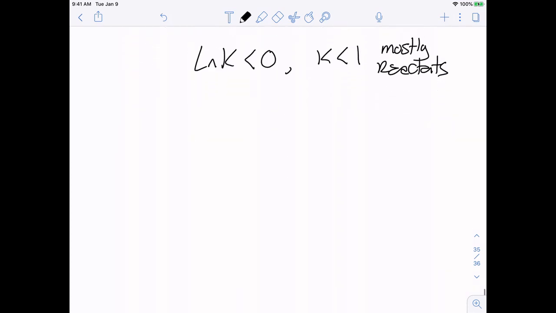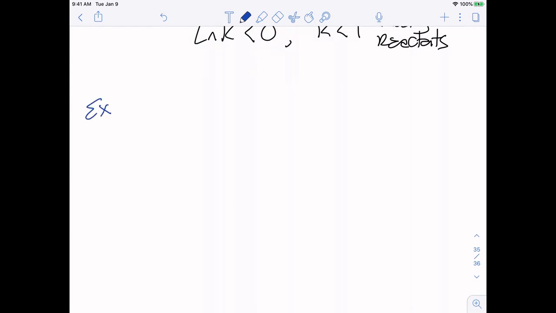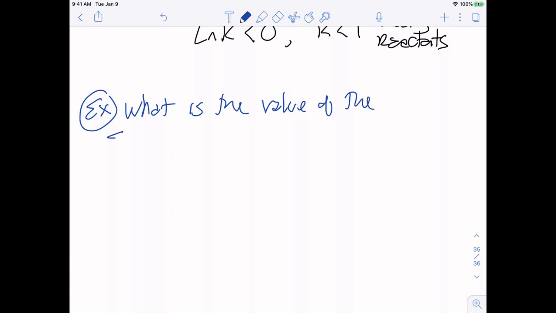So another example for us using this new equation. We want to know what is the value of the equilibrium constant, so we're solving for K for the following reaction.